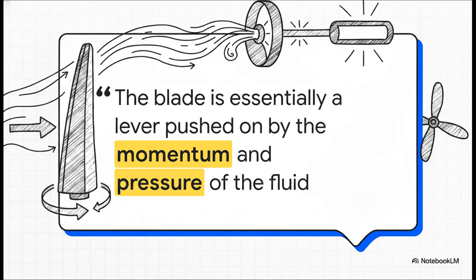As noted by ANSYS, the blade is essentially a lever pushed on by the momentum and pressure of the fluid. By treating the blade as a lever, the fluid's force creates torque around that central shaft. So instead of pushing a clunky piston up and down, the fluid simply flows through, generating this beautiful, continuous, powerful rotation. That rotating kinetic energy can then be hooked up to an electrical generator, a propeller, or really any other system you can think of.